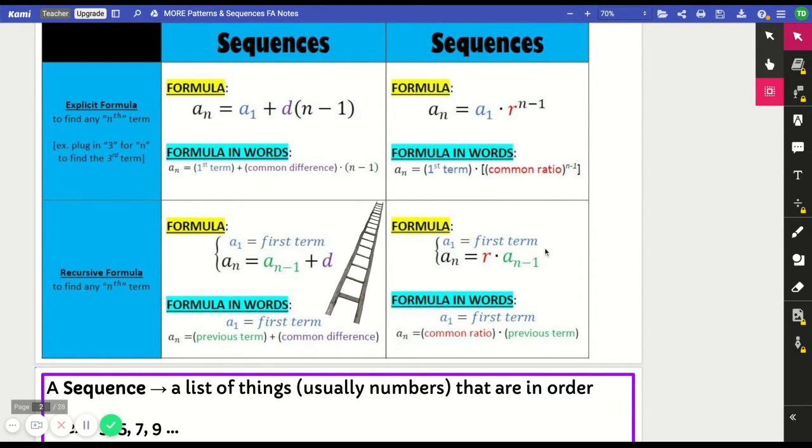Okay, so we have geometric sequences in the form of a recursive formula. We state the first term, and then we use the formula, r times a sub n minus 1. So again, we state the first term, then we multiply the ratio by the previous term. And that's the recursive formula.